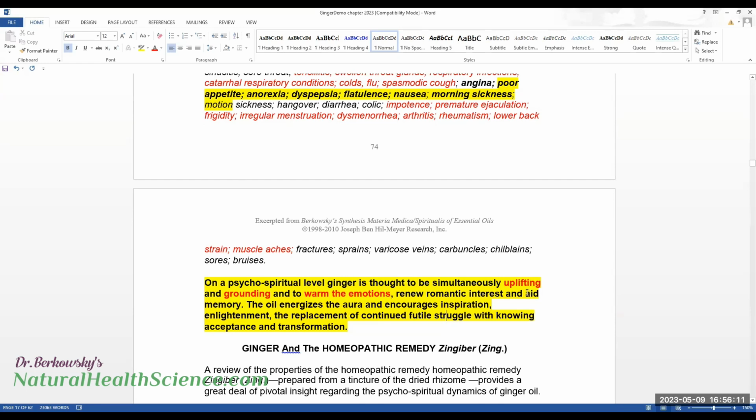And it aids memory, and this will bring us back to the blood circulation. Ginger is good for supporting blood circulation, and at the same time, it connects back to what I was mentioning earlier about how the stomach meridian ends all the way up right by the brain. And then it goes on to say it encourages inspiration, enlightenment, replacement of continued futile struggle, and knowing and acceptance of transformation.